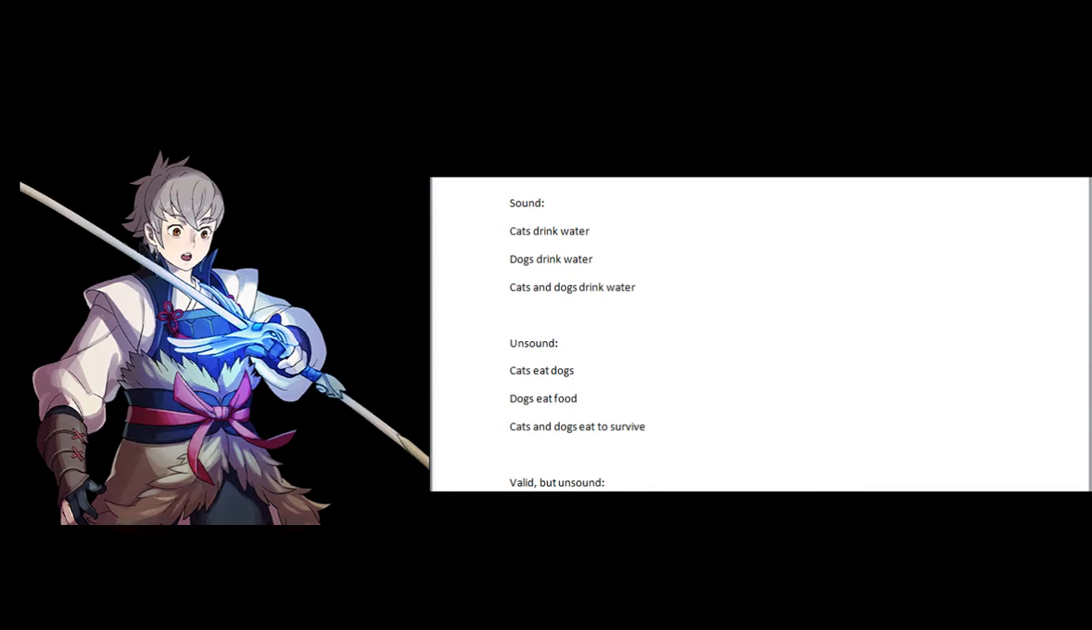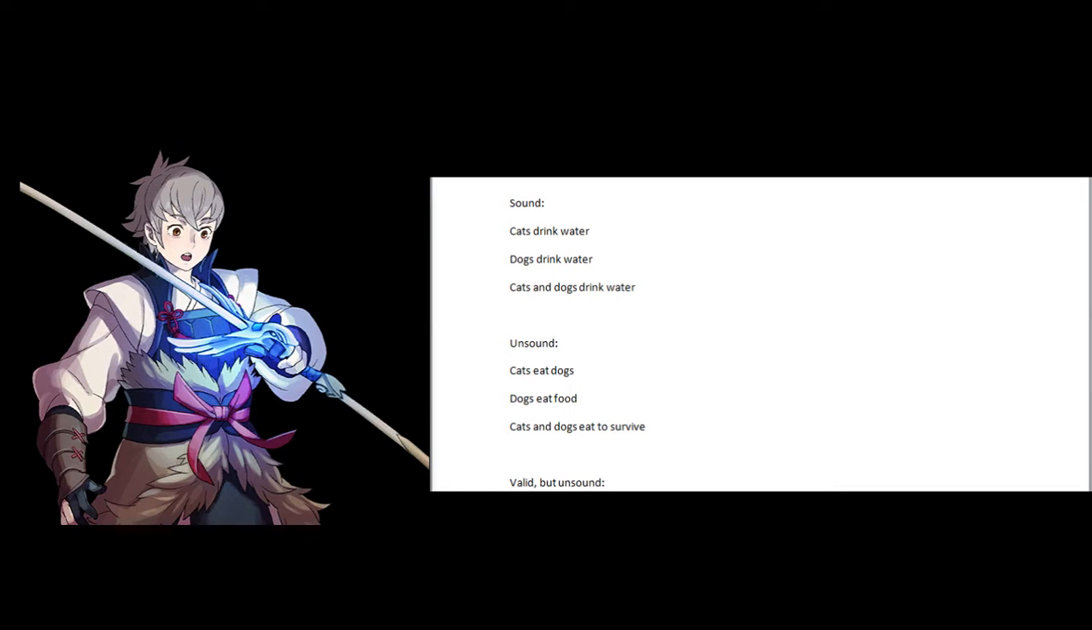And for soundness of arguments, a sound argument would be: cats drink water, dogs drink water, and cats and dogs drink water. This is also valid, but the reason it is sound is that all of these things are true. An unsound argument would be: cats eat, dogs eat food, and cats and dogs eat to survive. This is an unsound and arguably invalid argument because there is no way that you actually know that they eat to survive. That doesn't necessarily follow from the premises, and we know that cats don't eat dogs, which is why this is unsound.